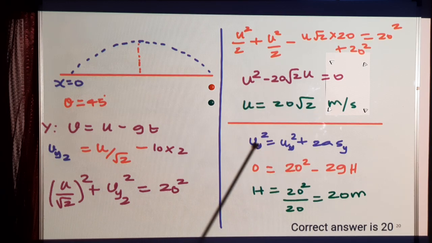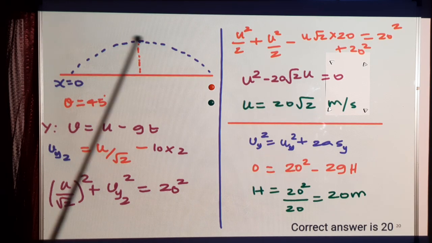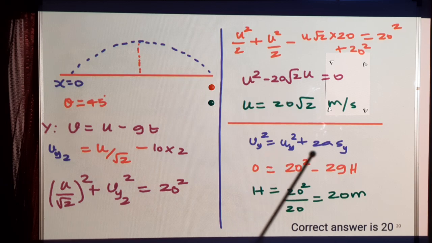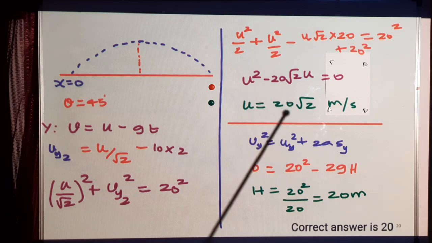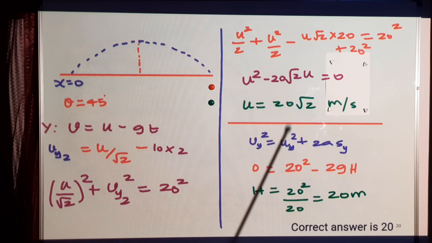So vy at the maximum height point is given by v squared equals u squared plus 2as. At the maximum height point vy is 0. The initial velocity is u sin 45, so it is this divided by root 2. So 20 minus 2gs. From this the height is 20 meters.